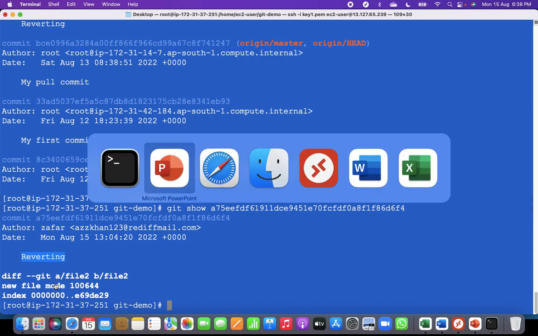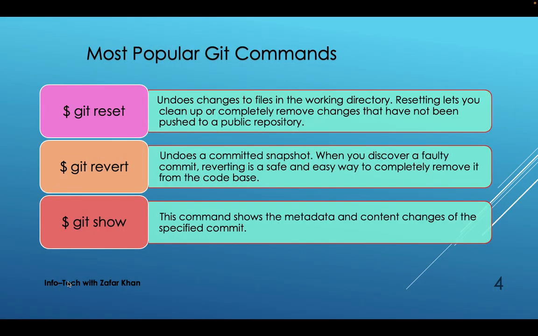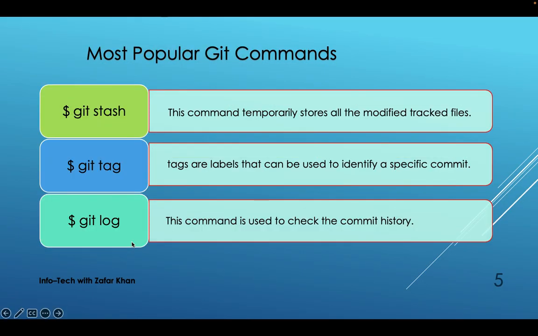Now let's go to the slide. Okay, so git show. We have other commands: git stash, git tag, and git log. Git log we are already using. So now git stash and git tag, these two are very important.